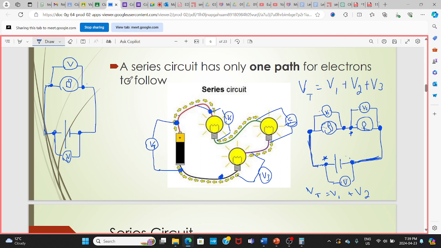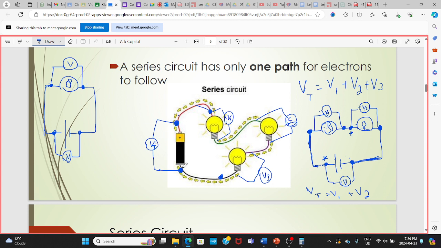I'm pretty much good, but just one more thing. When you say V total, what does V total represent? V total is these two ends, all of the voltage across these 2 points. Maybe just say that V total is here, right?